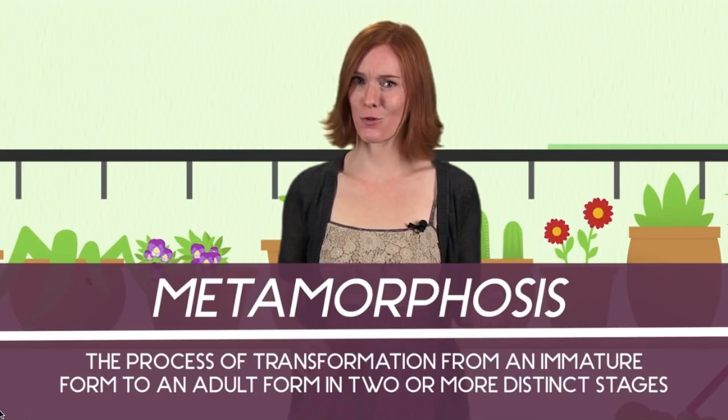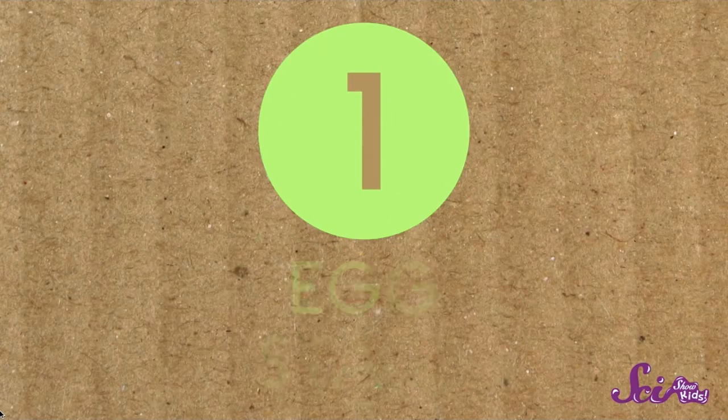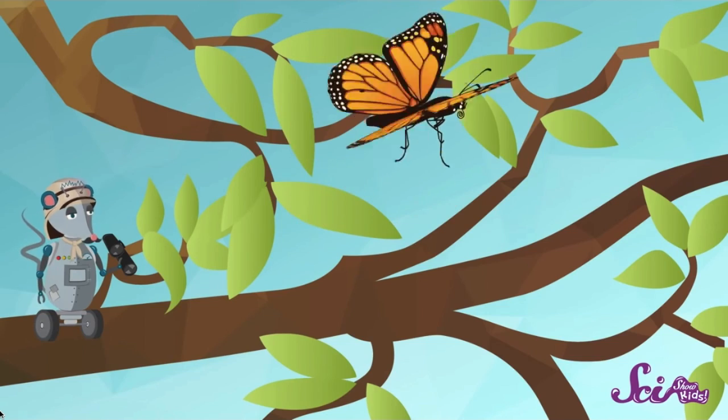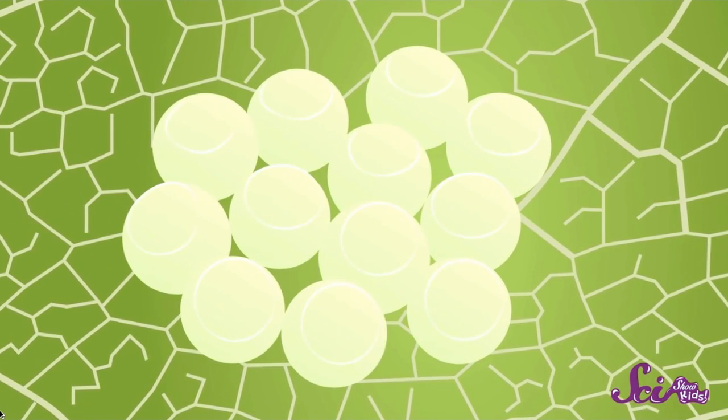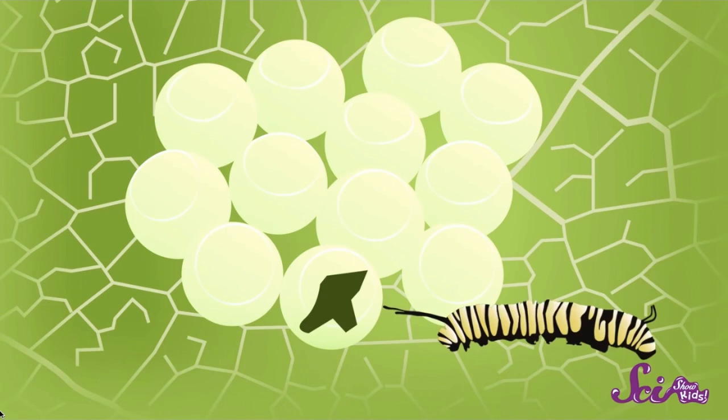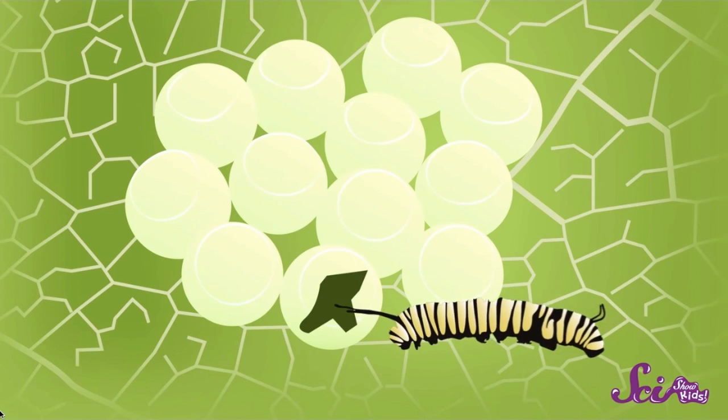So what are these 4 stages? Stage number 1, the egg stage. During the egg stage, a mama butterfly will fly from plant to plant, and when she finds the perfect one, she'll lay her eggs on it. Itty bitty teeny tiny little caterpillars live inside those eggs. When they're ready, these tiny little caterpillars chew their way out of their egg, and now we've reached stage number 2, the larva stage. The hungry caterpillar then crawls out of its egg, and then it eats its eggshell.